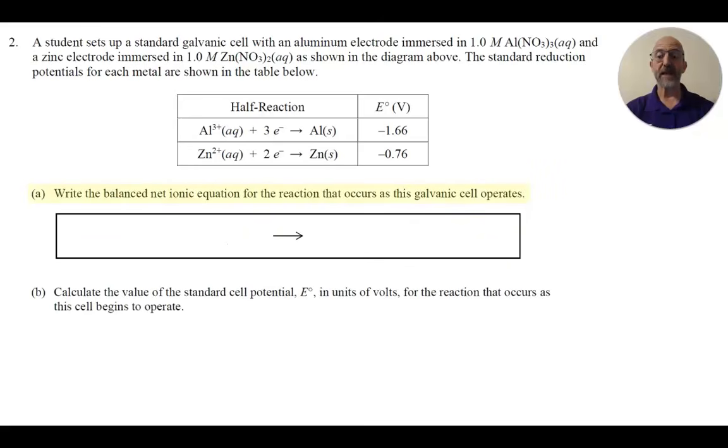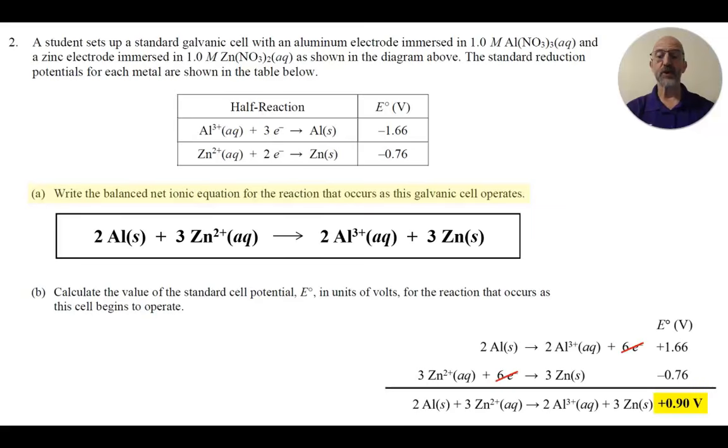So write the balanced net ionic equation for the reaction. It's going to be 2 solid aluminum plus 3 aqueous zinc ions to produce 2 aqueous aluminum ions plus 3 solid zinc.